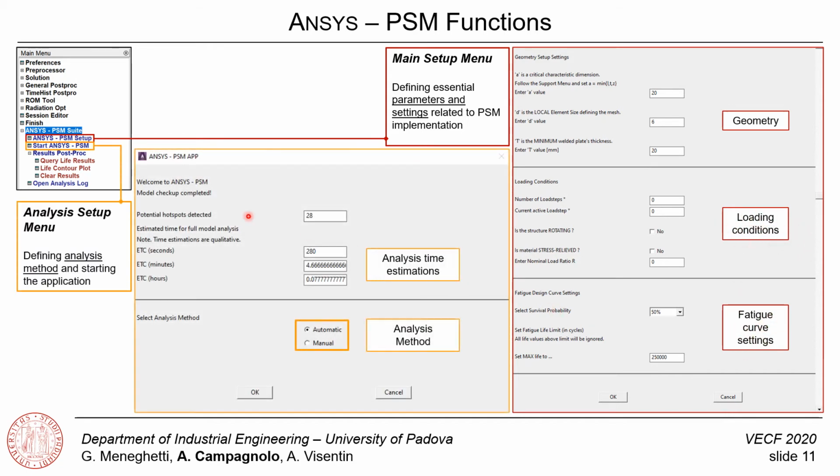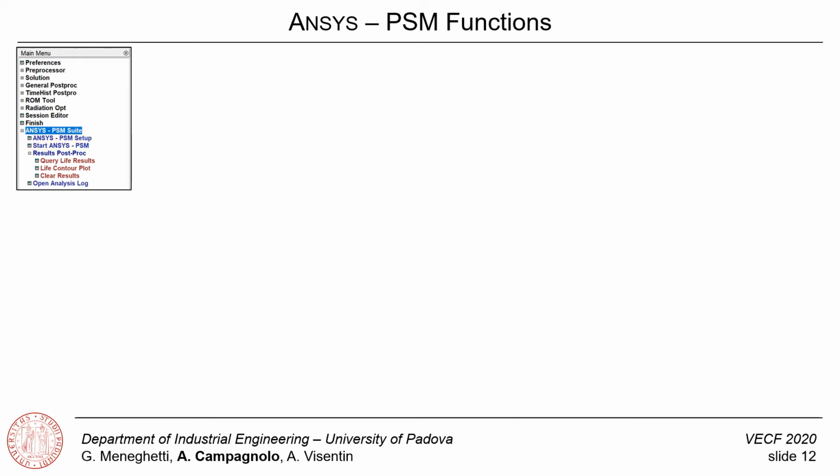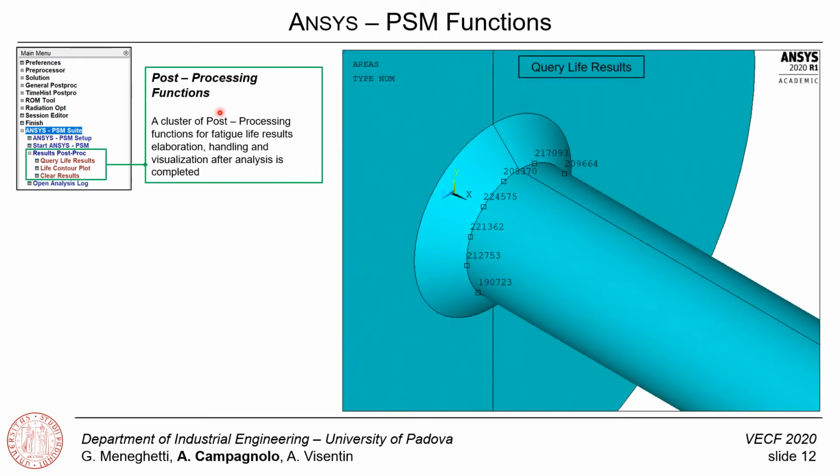Then an analysis setup menu allows the user to account for the estimated analysis time and to select the analysis method: automatic, to apply the peak stress method to all lines of the model, or manual, to select only the desired lines. A post-processing function cluster is included for life data visualization and handling.